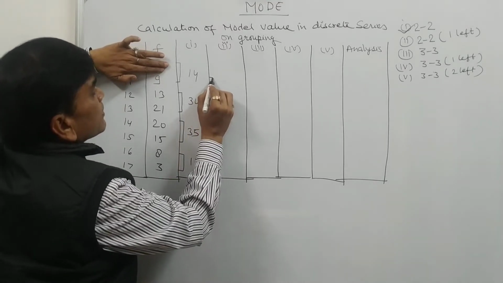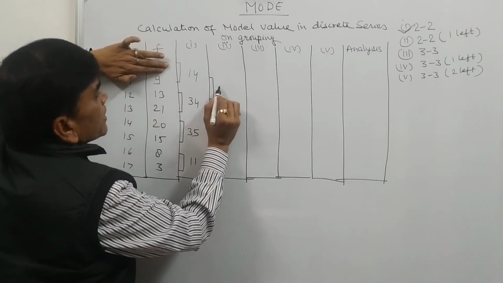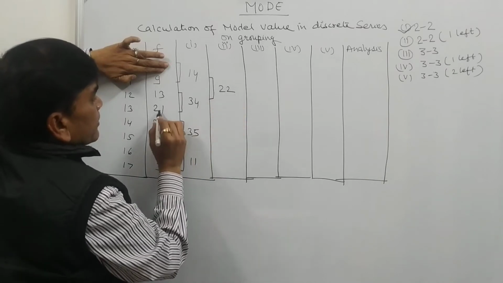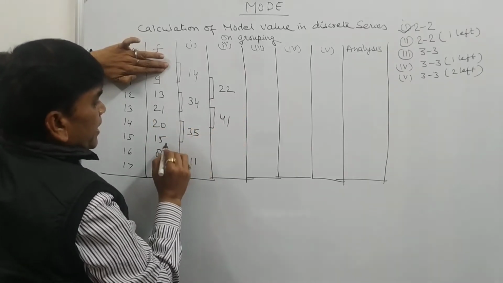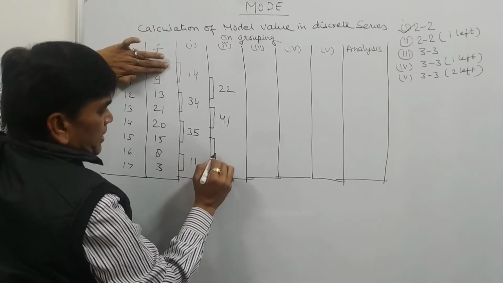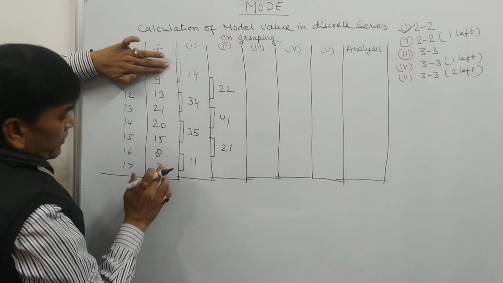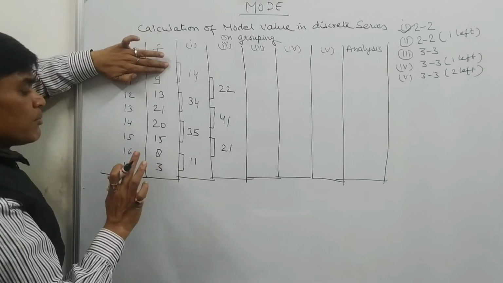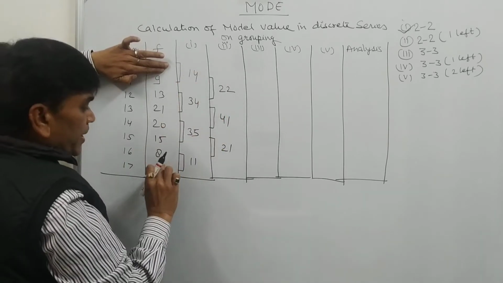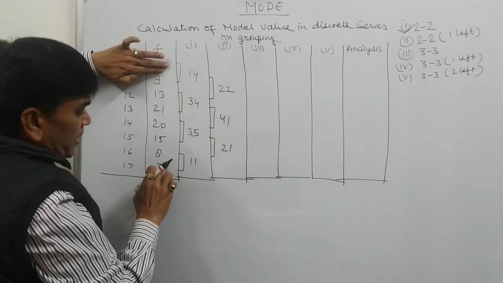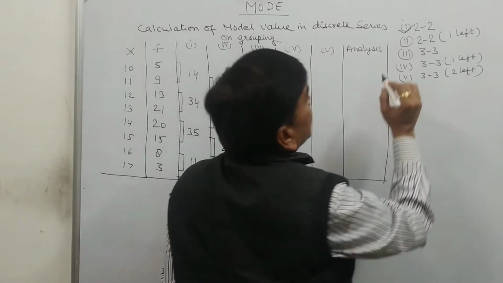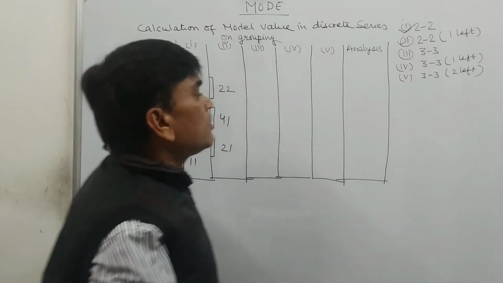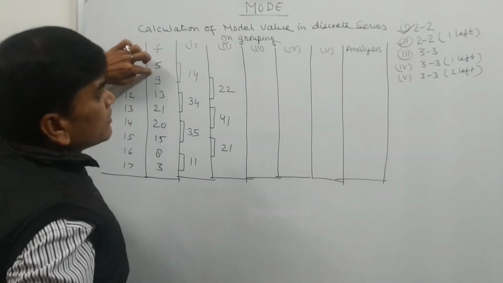Again we have grouping of 2. So that is 22. Again 21 and 20, the addition of both is equal to 41. 15 and 8, the addition is 21. Here 3 is left, but for the grouping we require 2 items and only 1 item is here, so we will leave this item. So we have completed the second grouping, that is grouping of 2, leaving the first item.